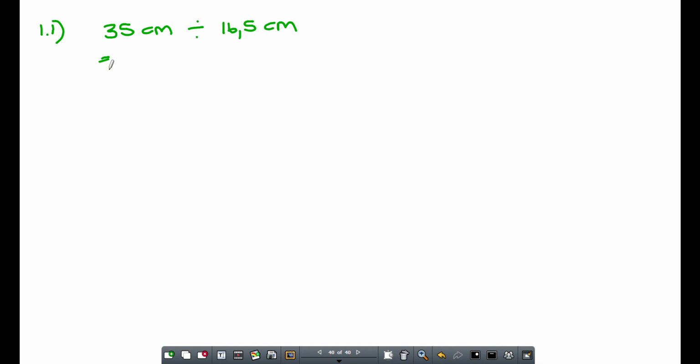Meaning, it gives you 2,121212 and so on, right? But then we said two cans will fit in and then there's a comma 121212 left. But I can't round it up and say 3 cans fit in. I'm going to have to round it down and say therefore 2 cans.